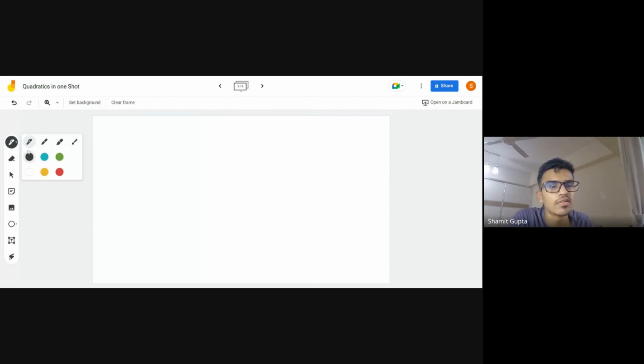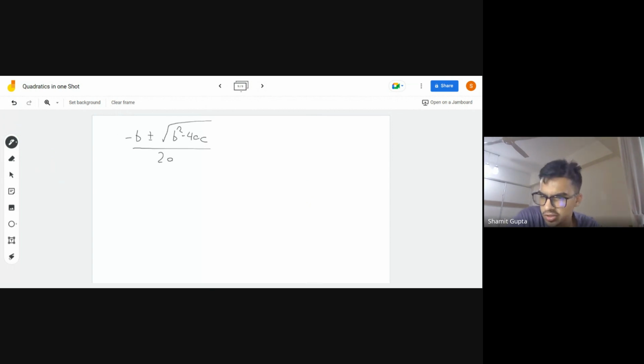Okay. Now, we know that the quadratic formula is negative b plus or minus the square root of b squared minus 4ac, all over 2a, for quadratics. This is the quadratic formula. We are dealing with quadratics, so we'll deal with the quadratic formula only. Notice this is a plus or minus, which means there can be two answers: one where you use the plus, one where you use the minus.